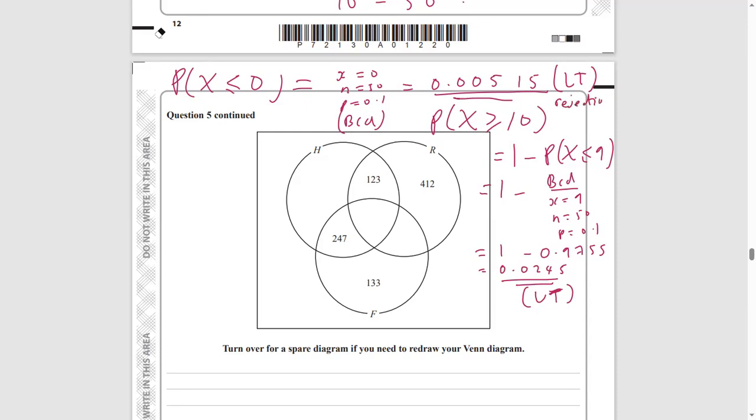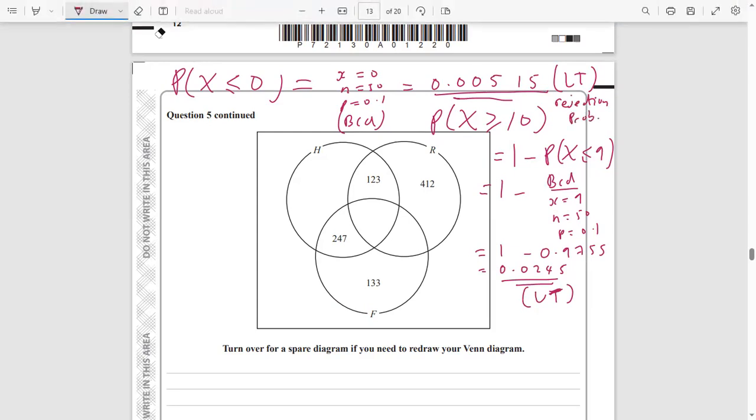rejection probability. And I'll just put brackets around that to emphasize it. And then this is the upper tail rejection probability here, 0.0245. So upper tail rejection probability. Okay, great. So we've got those two probabilities there.